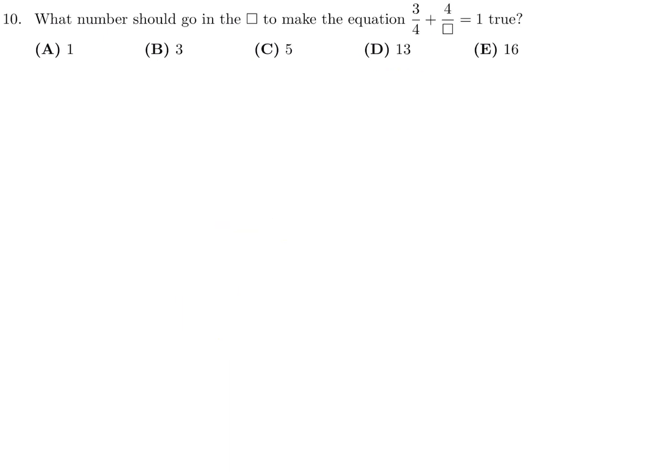What number should go in the box to make this equation true? We've got 3 over 4 plus 4 over x is equal to 1. So that means 4 over x is equal to 1 minus 3 over 4. So we've got 1 over 4 is equal to 4 over x. And when you cross multiply, you get x is equal to 16. So that box is 16. So number 10, the answer is E.